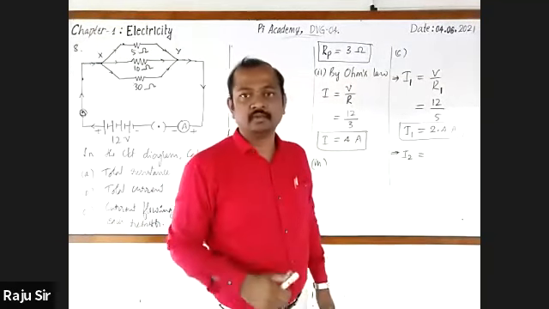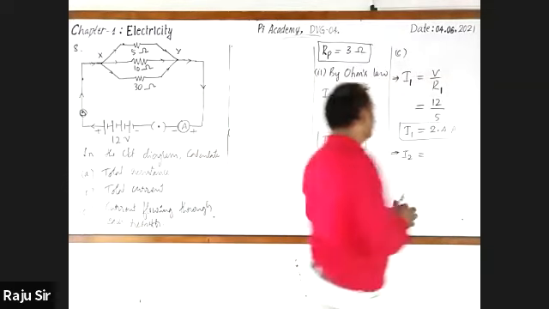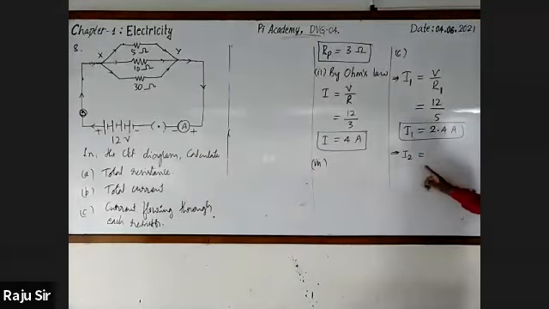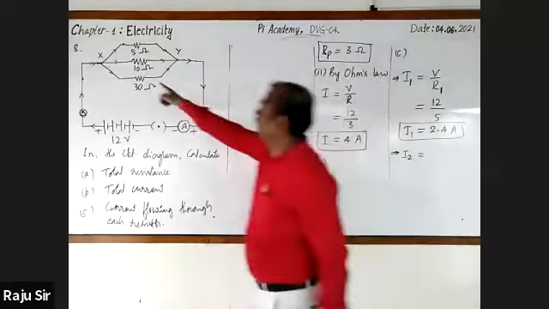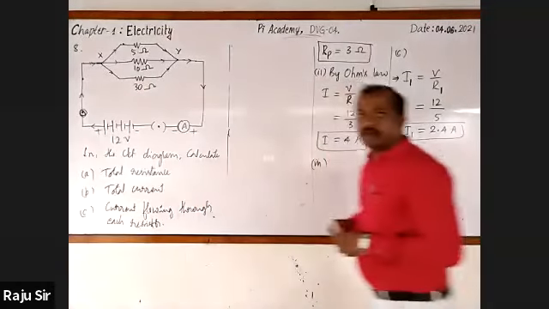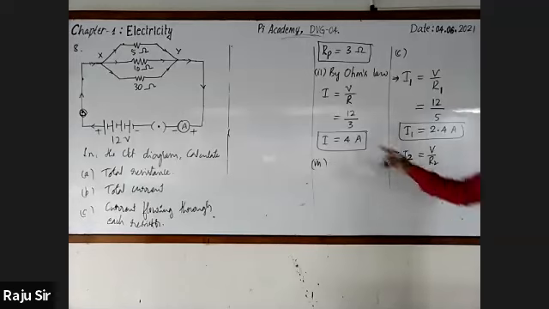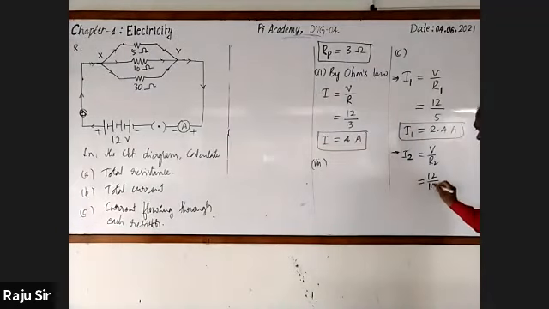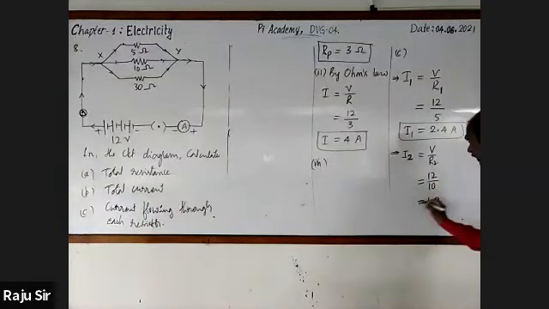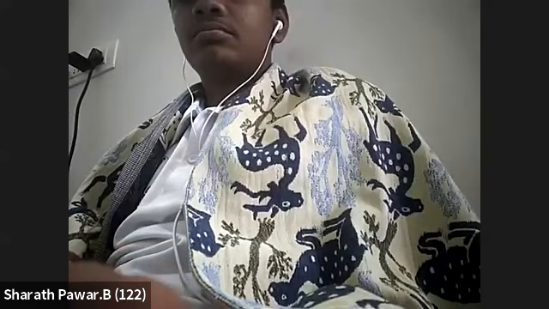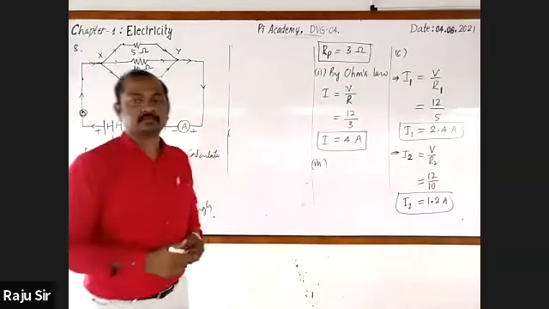Yes or no? Good. Now we have to find out the amount of electric current flowing through this 10 ohm, that is in the second resistor. Current flowing through the second resistor is I2. It is V by R2, where V is 12 and R2 is 10. This will be 1.2 amps. I2 is 1.2 amps.